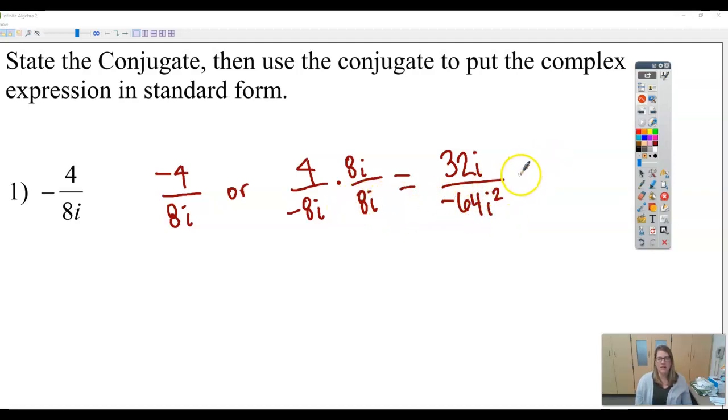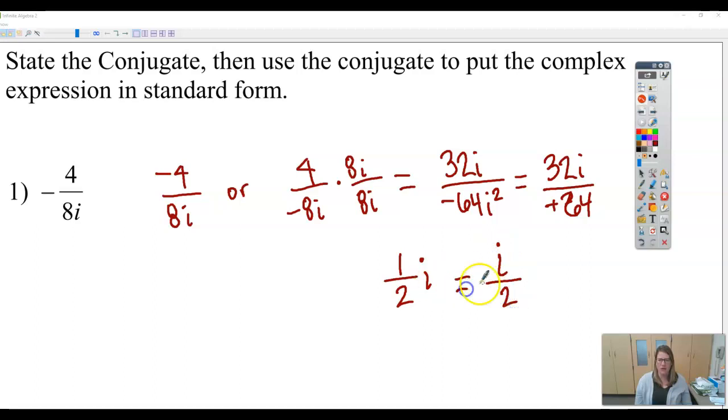But remember, i squared is equal to negative 1, so this would just be 32i over negative 64, no, positive 64, because we have negative times negative. And then 32 over 64 simplifies to 1/2, right? So I can write this in two different ways. I could write it as 1/2 times i, with i out to the side, or I can write it as 1 times i over 2. Both of these are equivalent, and it doesn't matter which one you do.